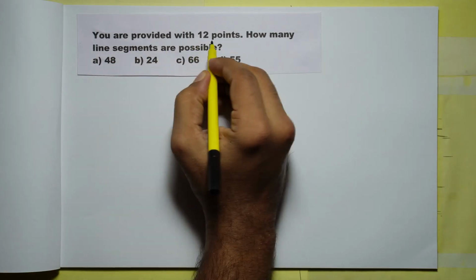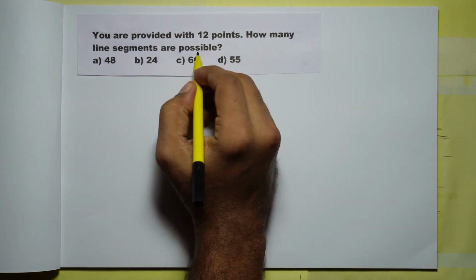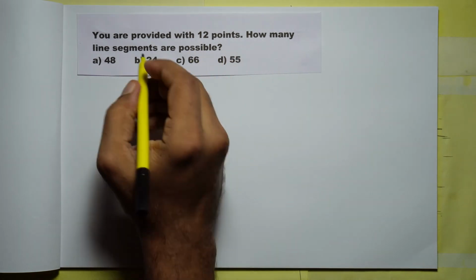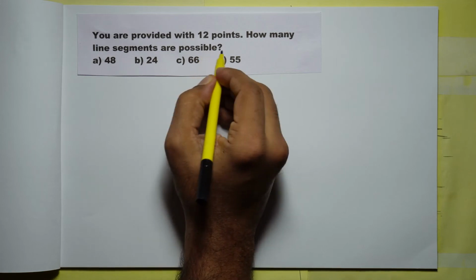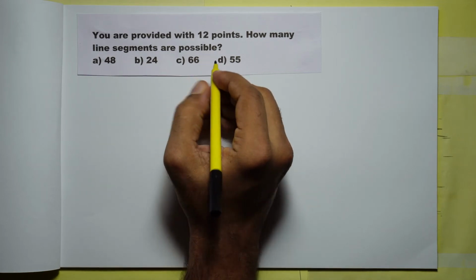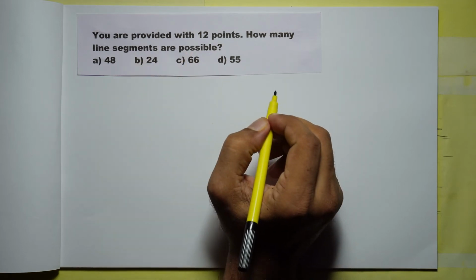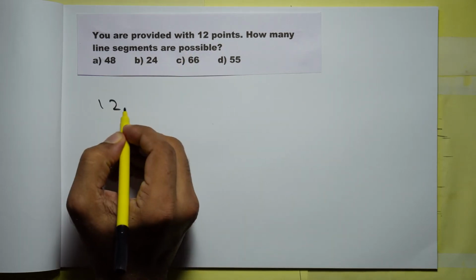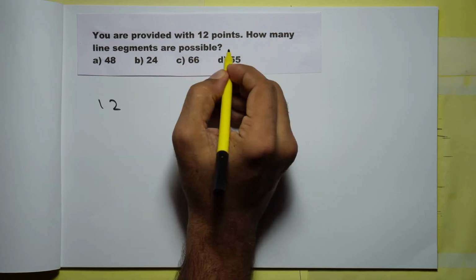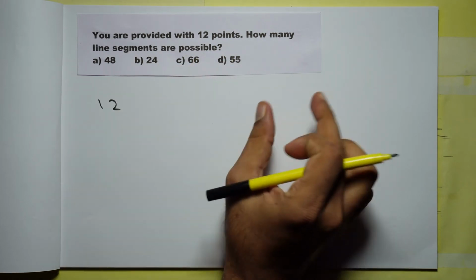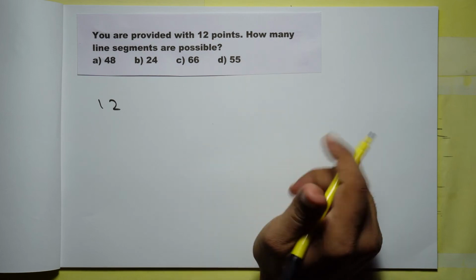You are provided with 12 points. How many line segments are possible? Now requirement for a line segment is 2 points. So how many sets of 2 points can you choose? That many line segments are possible. So altogether 12 points are there, and requirement for a line segment is 2 points, and each set of 2 points you will get a line segment.